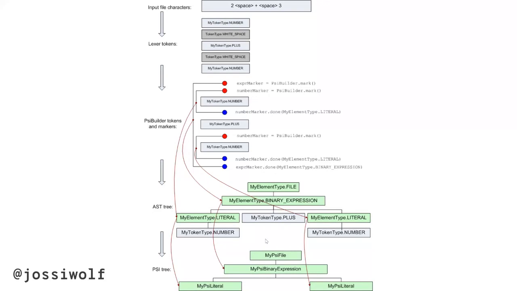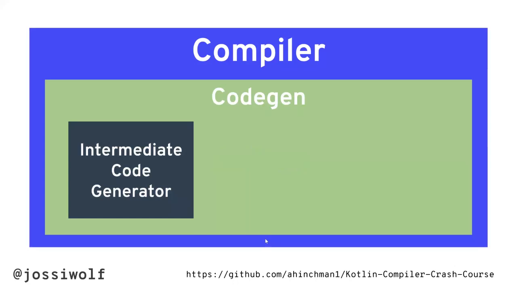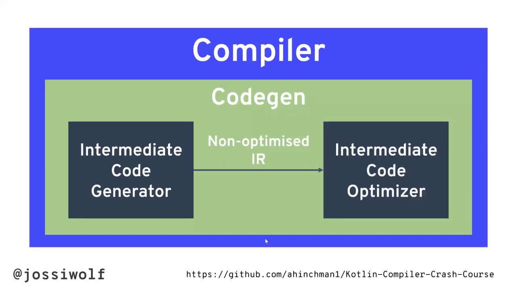So the last step, after the compiler has run the lexer and tokenized everything, created an abstract syntax tree, and created a program structure interface on top of that, is the code generation. So it takes this PSI and generates the code with that. There are two main components in the Kotlin compiler code generation. First is the intermediate code generator, which really just generates the code, which is not optimized at all. And then there is a code optimizer, which takes that code and optimizes everything.